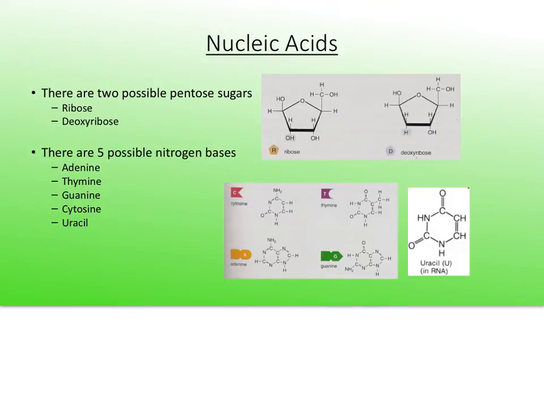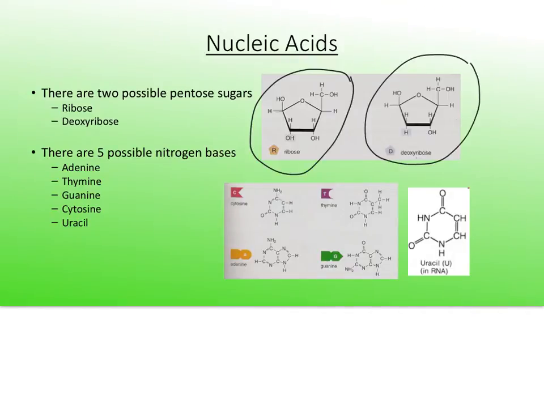Now, there are 2 possible pentose sugars that we can use. We can see ribose sugar here, or we can see deoxyribose. And I hope that I don't have to review this with you, but DNA stands for deoxyribonucleic acid, and RNA stands for ribonucleic acid. So you might be able to guess one of the big differences. It's these sugars, right? For DNA, we're going to see deoxyribose, deoxyribonucleic acid, and for RNA, we're going to see ribose, ribonucleic acid.